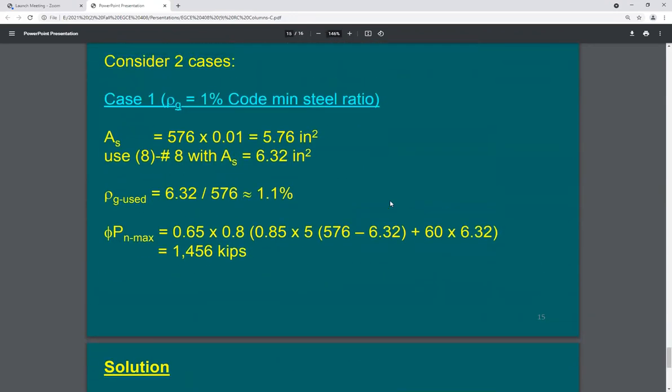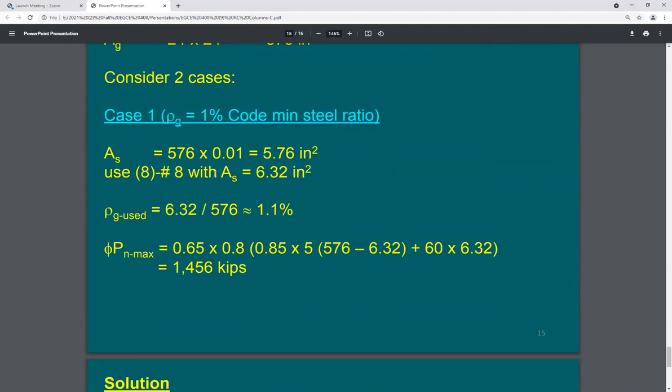So it's okay. I'm going to be using 8 number 8. Cross-section area is going to be 6.32. Why don't you use 8 number 7? Do you want to use 8 number 7? It's going to be 8 times 0.6, and we're going to end up with 4.8 square inches. Doesn't work. So you need to go at least 8 number 8 just to cover the 1%.